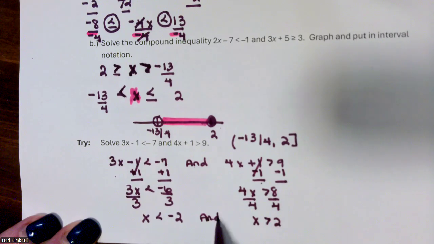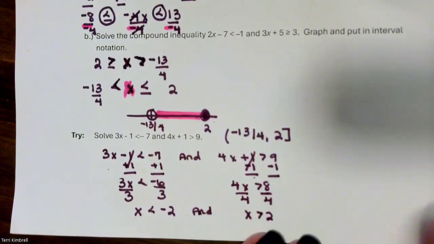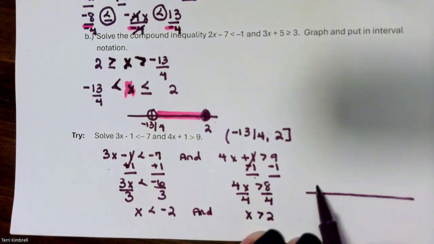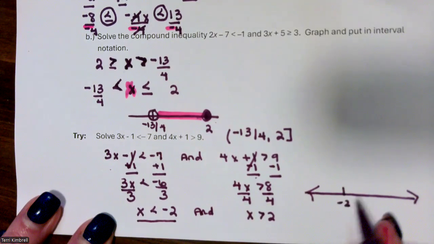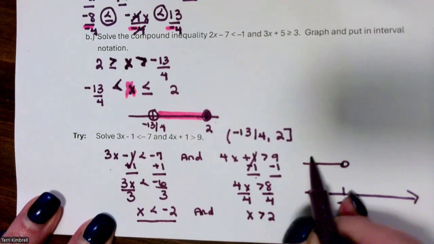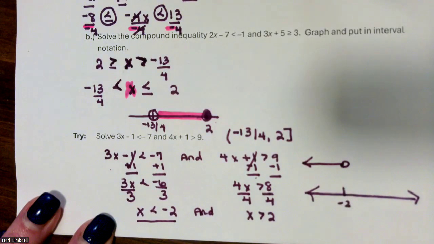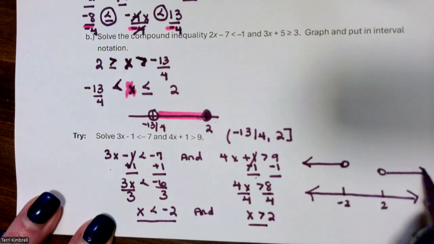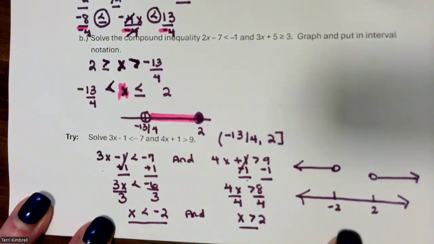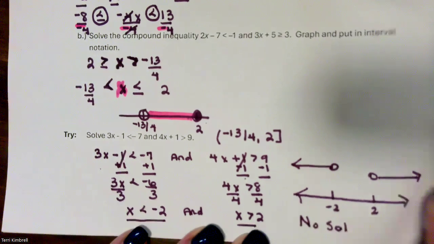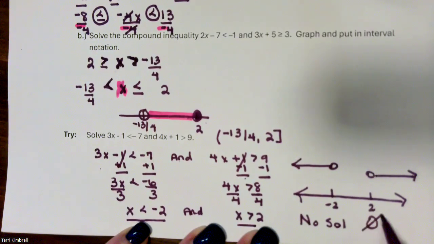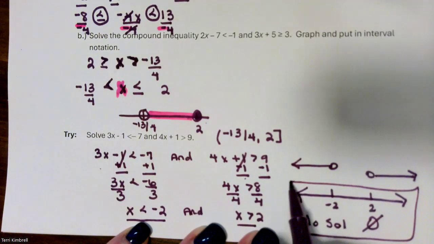Now remember with and, I'm looking for what they share that's the same. So I'm going to go over here and graph both of these. With the first one, I got a negative 2, and it's going to the left, open. This one is a positive 2, and it's going to the right, open. There is no overlap, so there is nothing in common. So your answer would be no solution. Nothing would be in common. Or you would have the circle with the slash, which is the empty set.